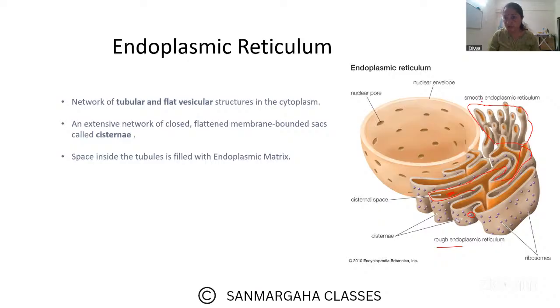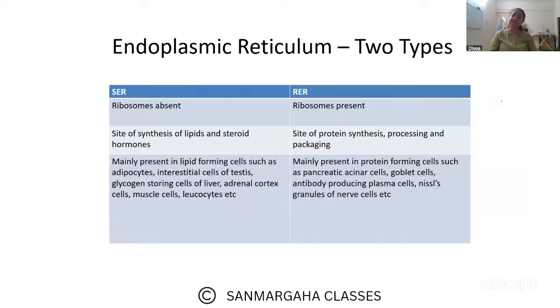So it is called smooth endoplasmic reticulum. Okay, yes. So now, the difference between rough endoplasmic and smooth endoplasmic reticulum. Here we can take the smooth endoplasmic reticulum. As we have discussed, ribosome is absent here, right? Whereas in rough endoplasmic reticulum, ribosomes are present.